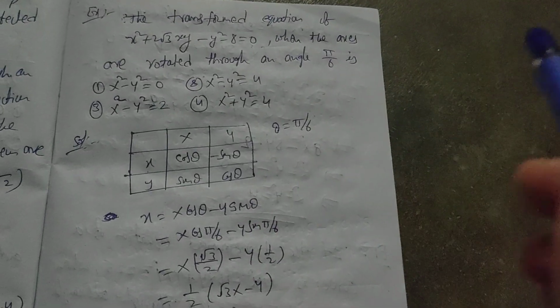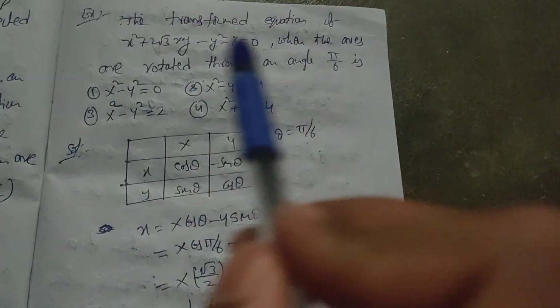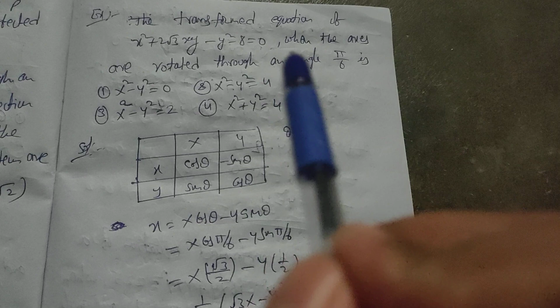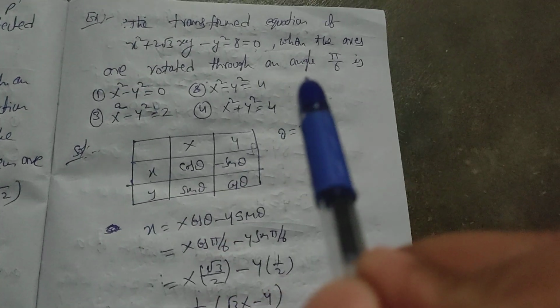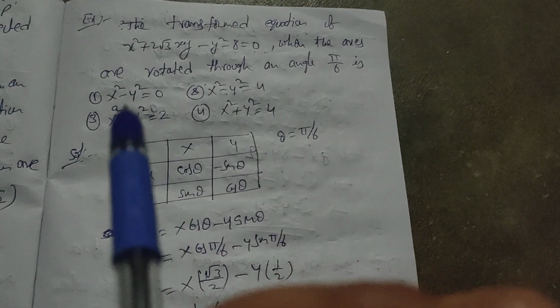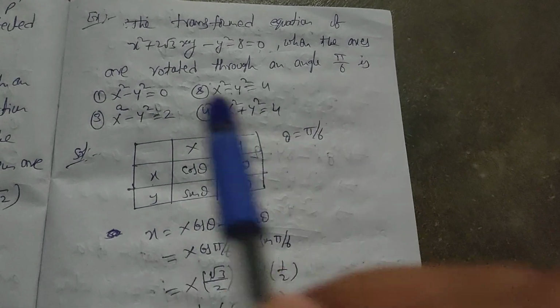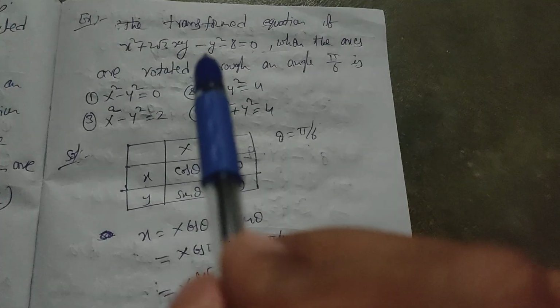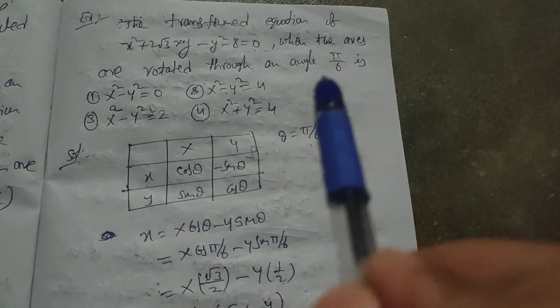Next, the second question: the transformed equation of x square plus 2 root 3 xy minus y square minus 8 is equal to 0, when the axes are rotated through an angle pi by 6, is. Options they gave: x square minus y square is equal to 0, and so on. These are the 4 options they gave. So what is the question? The transformed equation of the given equation when the axes are rotated through an angle pi by 6.